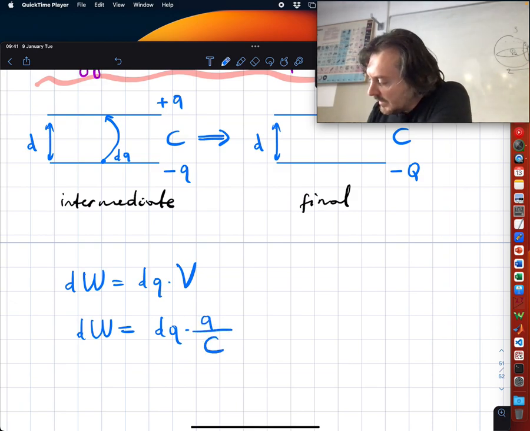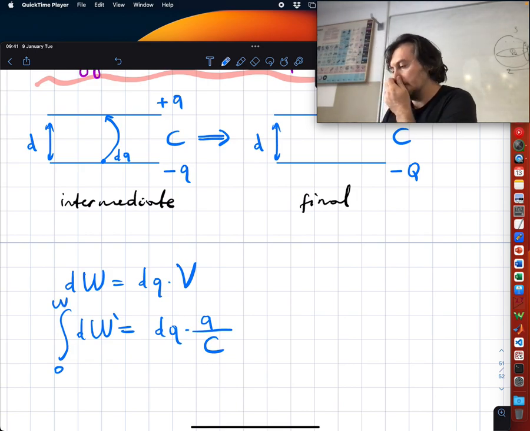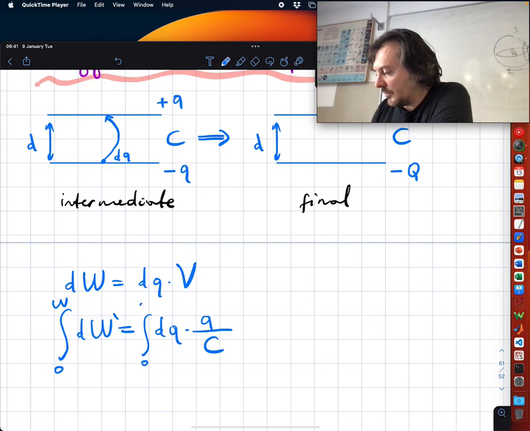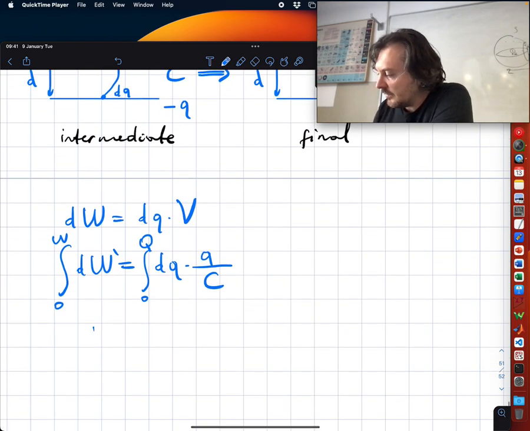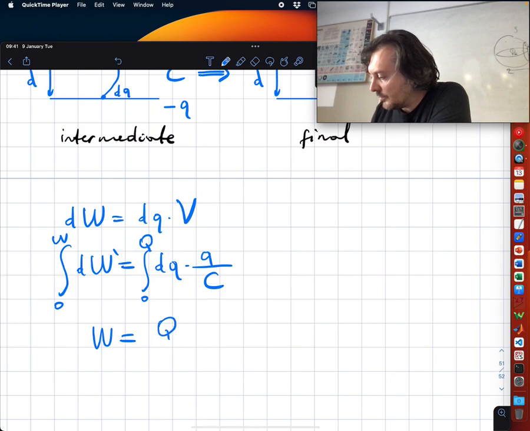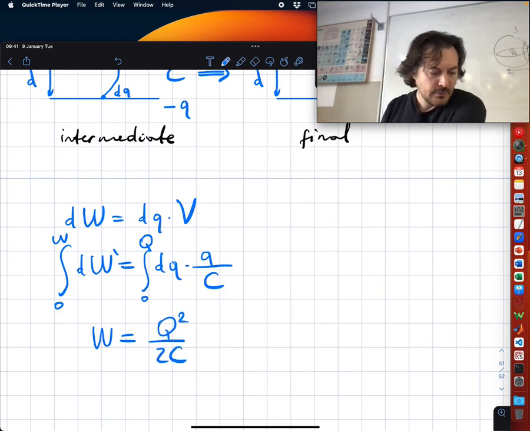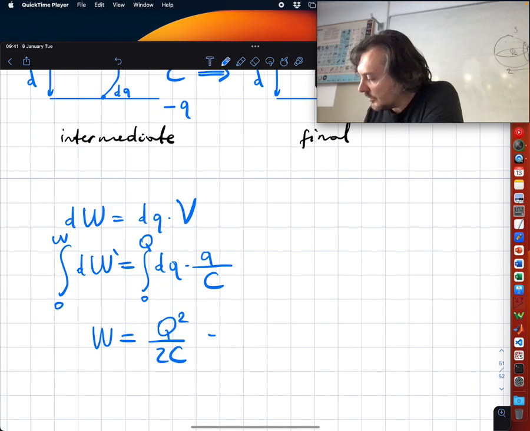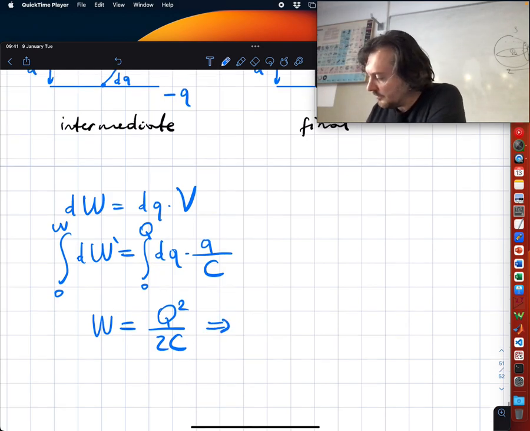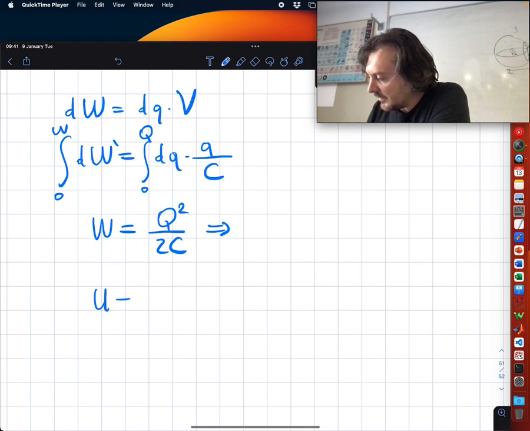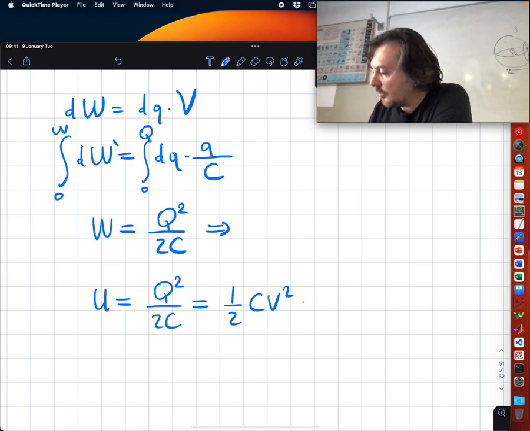Now I can integrate it. I will put prime here so that I go from 0 to W. Okay. Let me go from 0 to Q. What do I get? I get the work done to be Q squared over 2C. And this work done is equal to the potential energy. So the potential energy of a capacitor is Q squared over 2C, or it is 1/2 CV squared, or it is 1/2 QV.